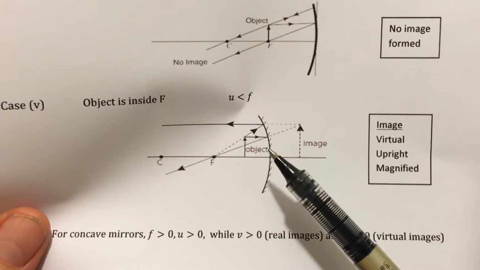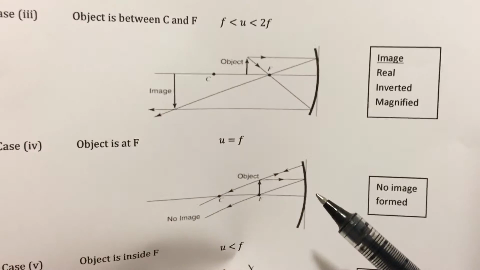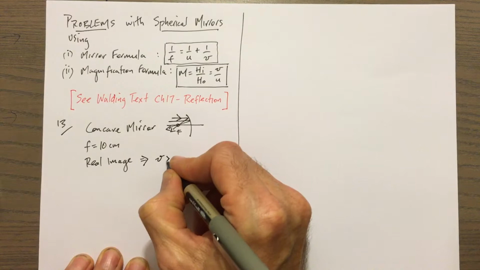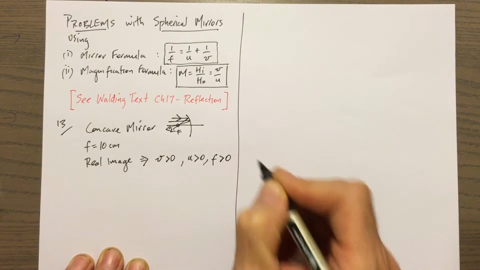Everything generally to the left of the mirror is positive, anything to the right is negative. In the first three cases, we have only positive dimensions. So a real image implies that V is positive. And of course we already know that U will be positive and F will be positive, because that is always the case for a concave mirror.